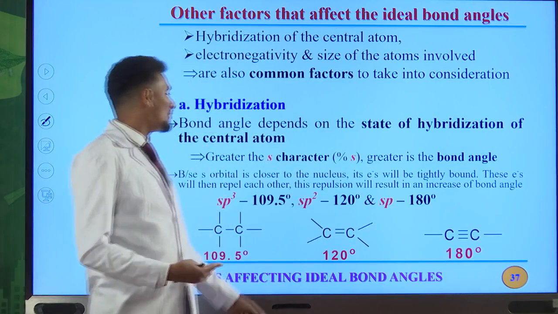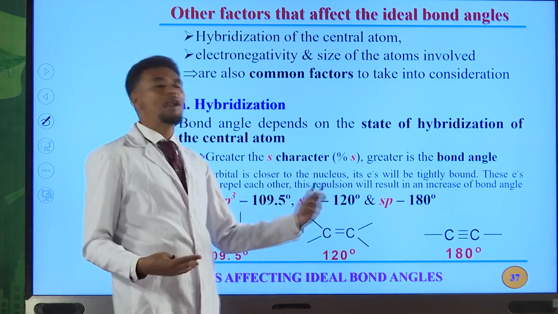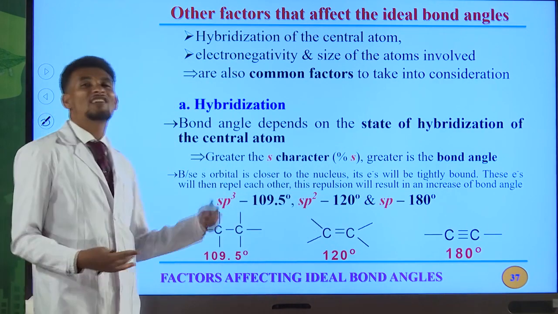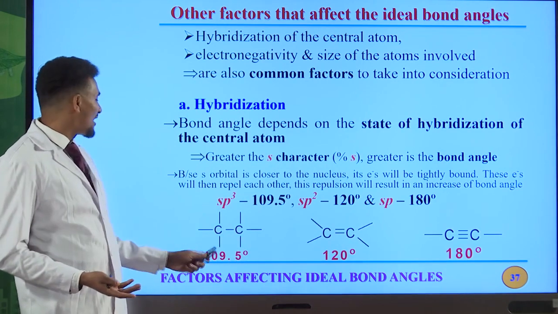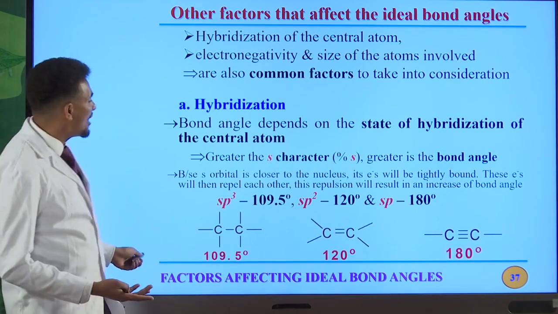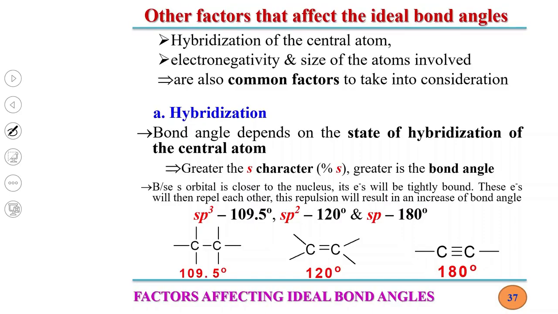Linear shape. Here, the bond angle is 120 degrees. This is trigonal planar shape. And this one is tetrahedral shape at each carbon atom. Therefore, this bond angle is 109.5 degrees. So the bond angle increases as s character increases, or percentage of s increases.